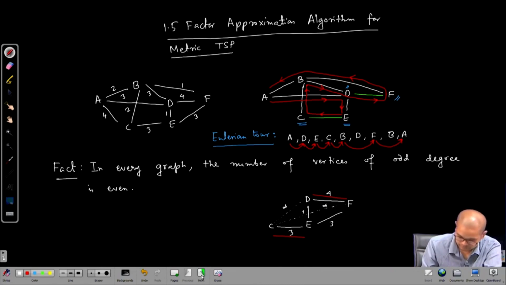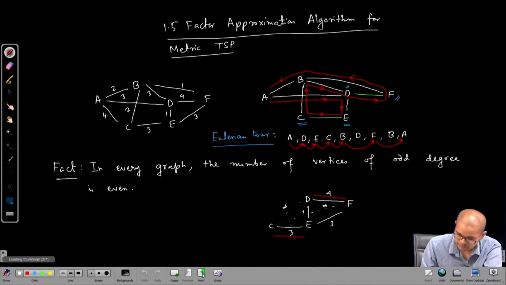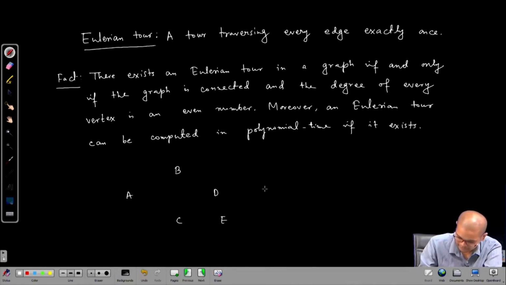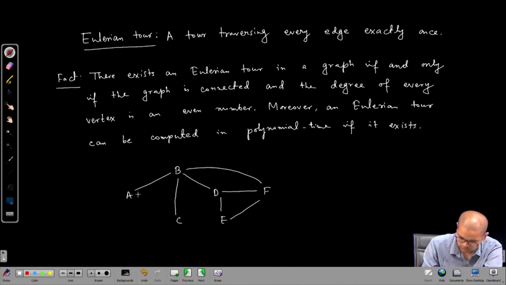Let us redraw the graph A, B, C, D, A, B, C, D, E, F. So, here are all the edges. Now, what is the tour?